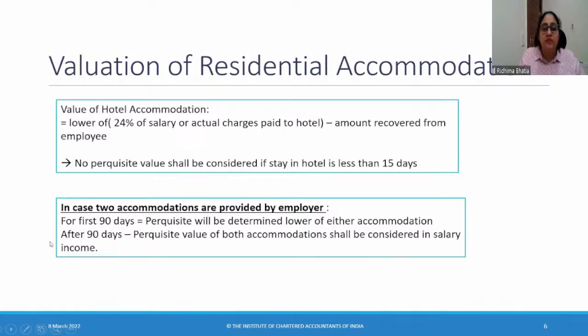Another is a very, very typical case. In case 2 accommodations are provided by employer. 2 accommodations provided by employer means simple. You were living in Delhi, okay, with your whole family in a rent-free accommodation. Listen carefully. बहुत typically this question will come, but listen. You are provided a rent-free accommodation in Delhi.